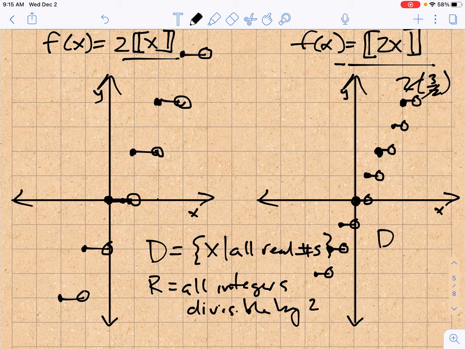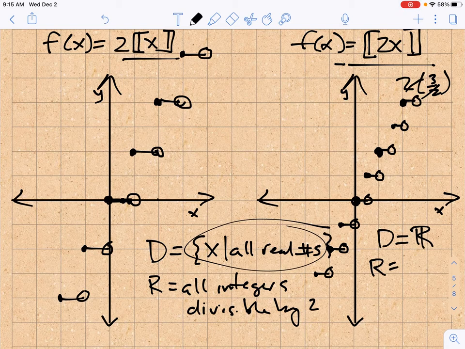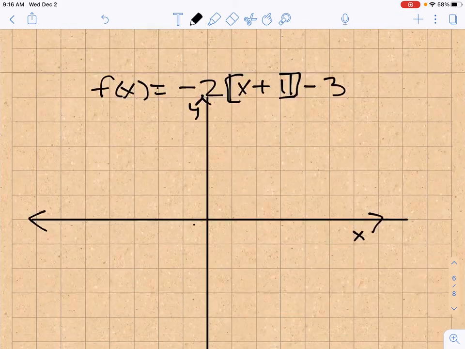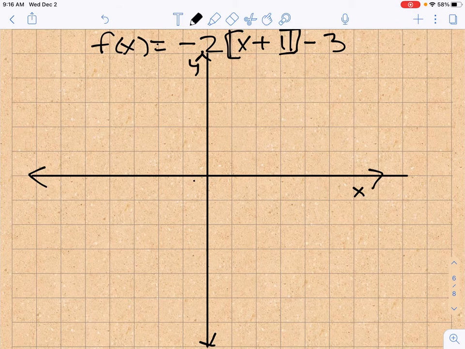Your domain, again, is going to be all real numbers, or you could write it like this, or you could even just say all real numbers. And then your range is going to be, in this case, all integers, because you are using odd integers now. You've got 0, 1, 2, 3, 4 going up this way, and then going down it's the -1. So it's all integers again. Okay, let's look at one last example here.